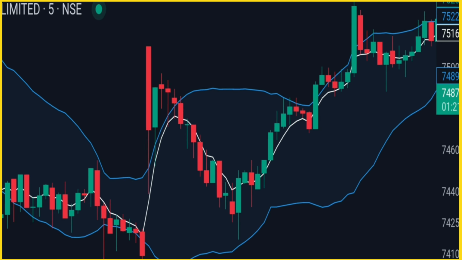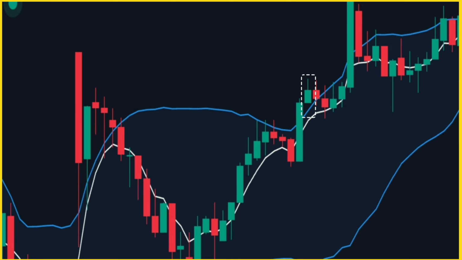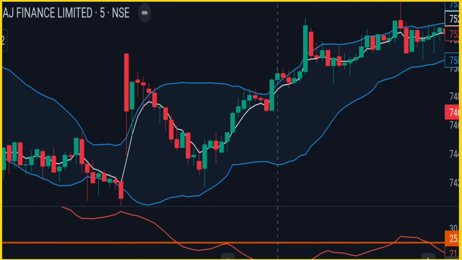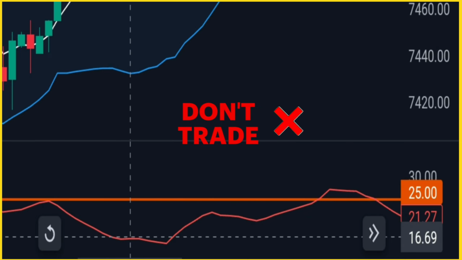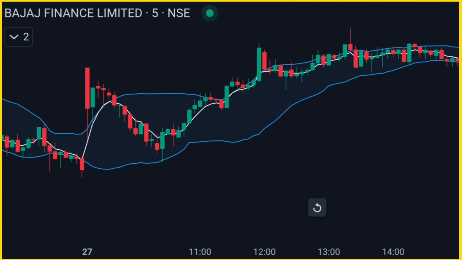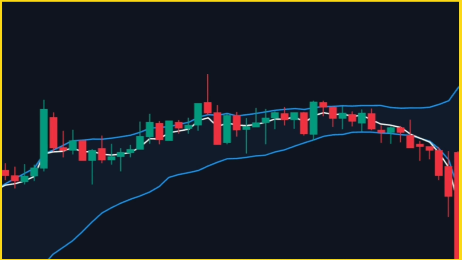Let's go further and check another trade. Here we get another candle that closes above the 5 EMA and Bollinger Band. But if we check ADX, then we see ADX is 16, which is below 25. Here we do not enter into the trade and save our money. I mean stop loss.